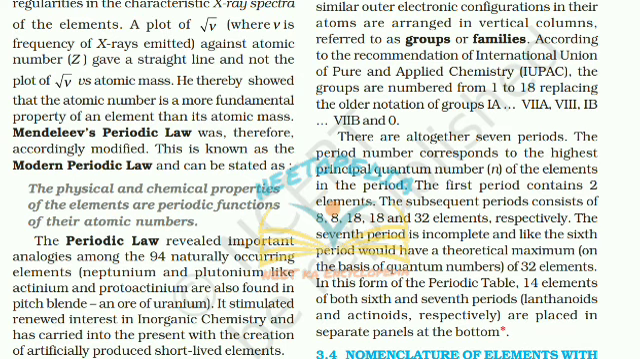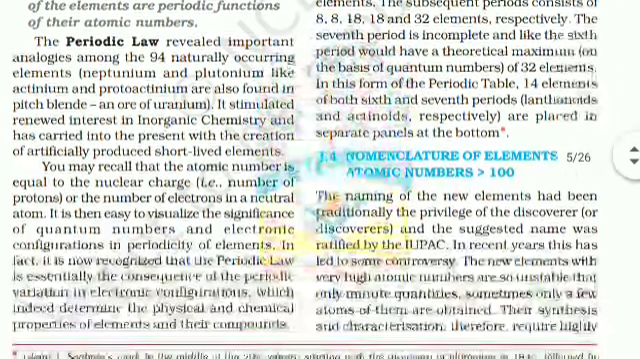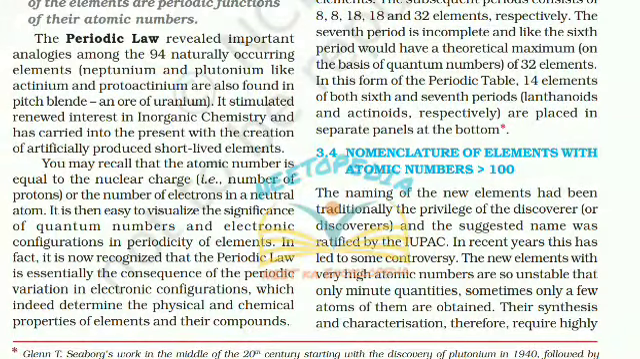The first period contains 2 elements. Subsequent periods consist of 8, 8, 18, 18, and 32 elements respectively. The 7th period is incomplete and, like the 6th period, would have a theoretical maximum of 32 elements on the basis of quantum numbers. In this form of periodic table, 14 elements of both the 6th and 7th periods, lanthanoids and actinoids respectively, are placed in separate panels at the bottom.